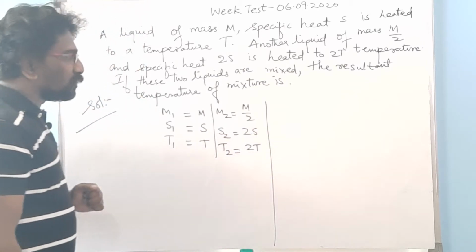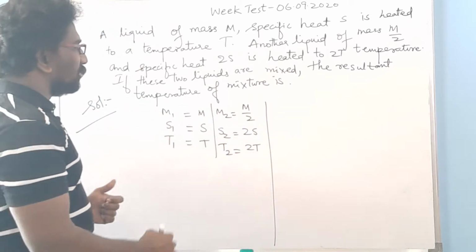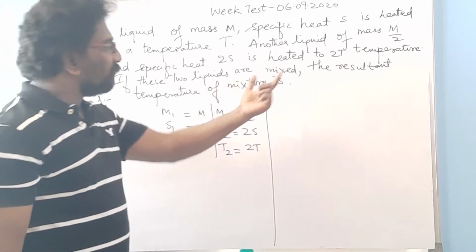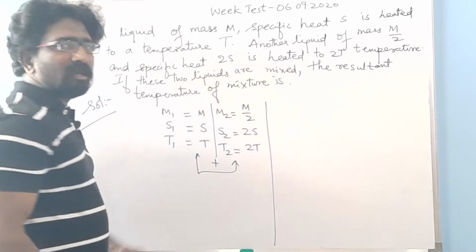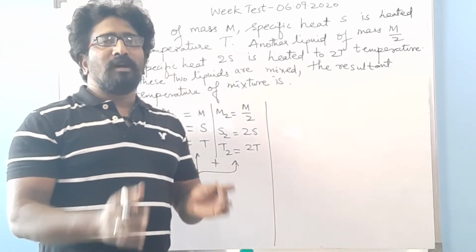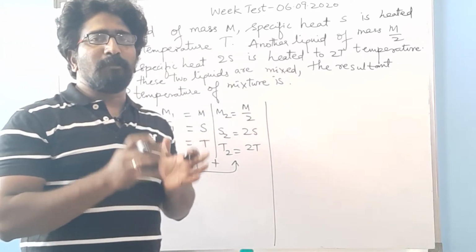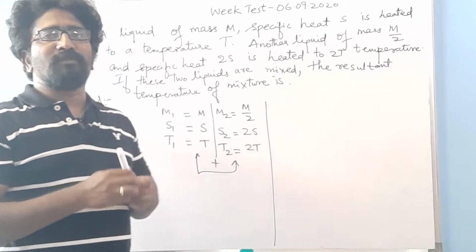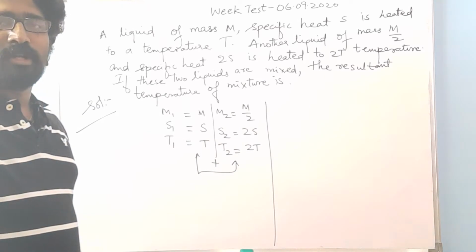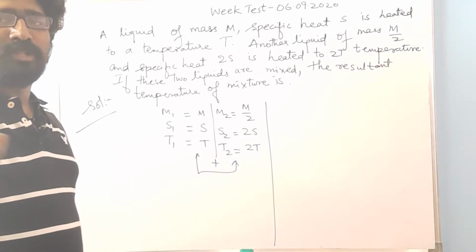Now what are we supposed to do? These are the given data. If these two liquids, liquid A and liquid B, are mixed together, then we will come across one particular mixture. We should find out what will be the final temperature of this mixture.